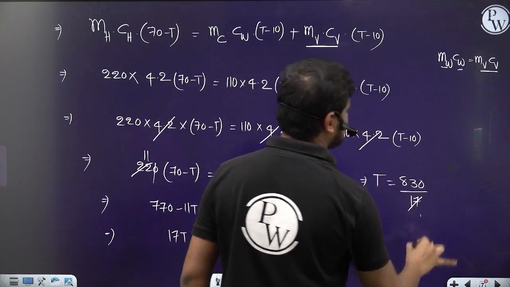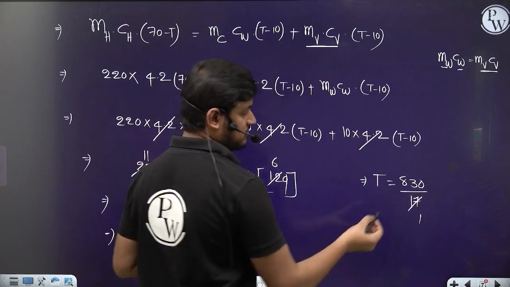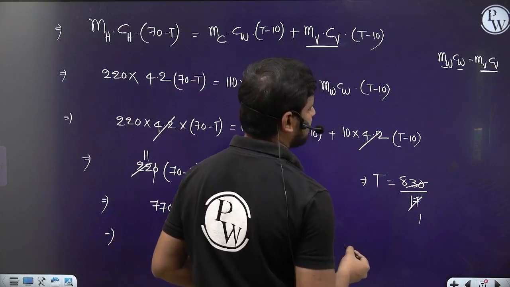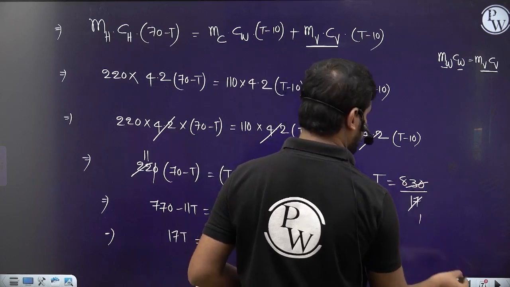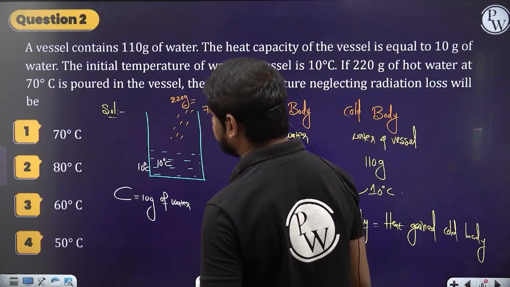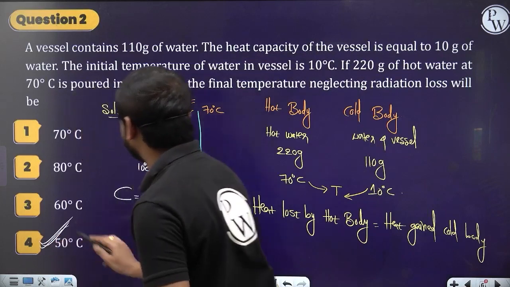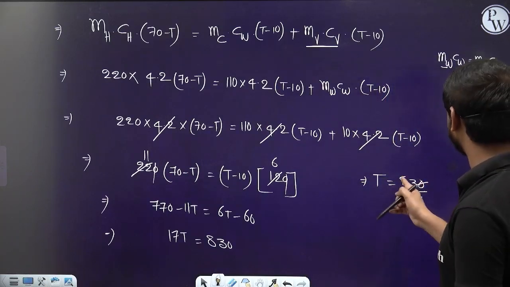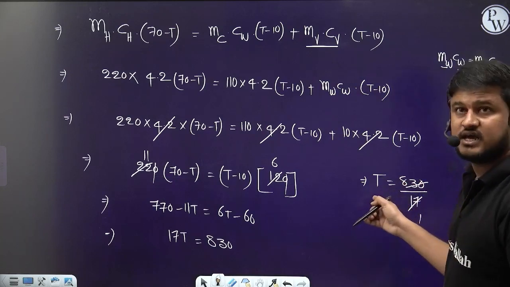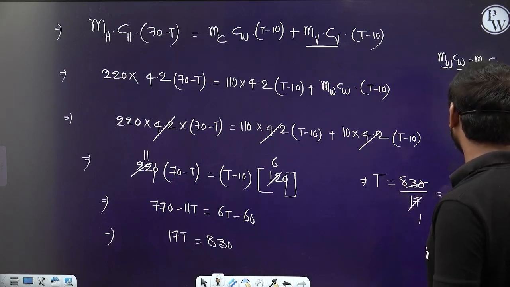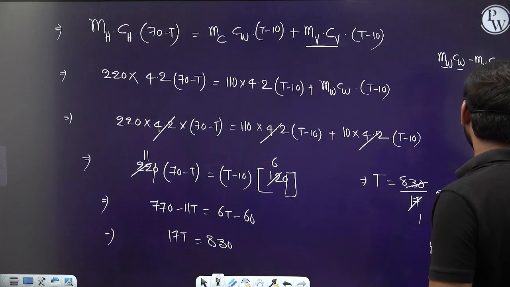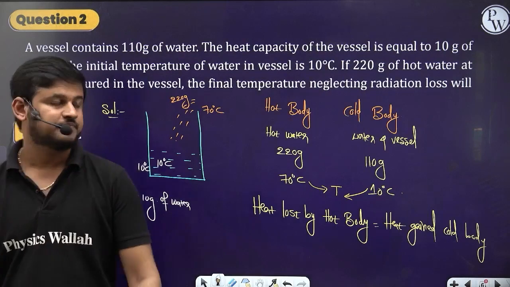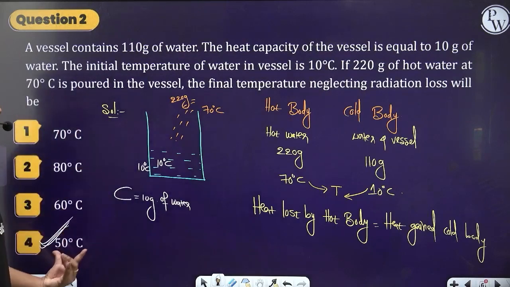17 ones are 17, 17 fours are, and 17 fives are. So approximately 50 is the answer. It comes out to be nearly 50, because 7 fives are 35. So closely 49 point something that we get, around 49 point something, which is approximately equal to 50 degrees centigrade I am taking. So option 4 is the correct one, guys. Done. The closest option I am taking.